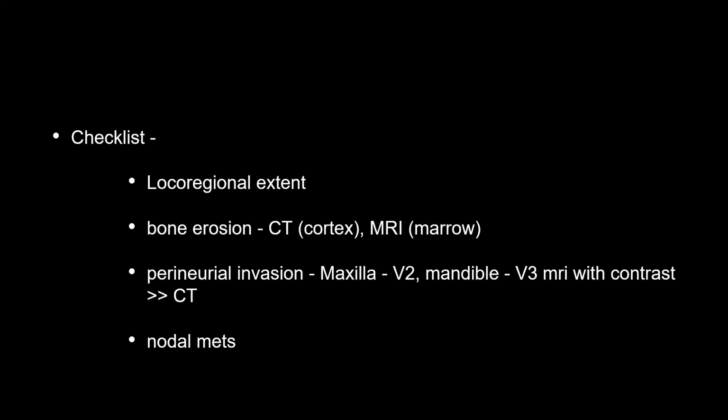CT is the modality of choice. If we are suspecting any marrow invasion, then we may need an adjunct MRI. Perineural invasion: when we are suspecting perineural invasion, especially in buccal mucosa, there are two types. One is along the maxilla. If the lesion is there, we'll see the V2 division. If it is along the mandible, we have to see the V3 division. So in those cases, we can use MRI. And next is nodal metastasis. The best modality to look for nodal metastasis, which we routinely do here, is ultrasound with or without FNAC. That has been discussed in detail by sir in the earlier lecture, so we won't talk much about that.